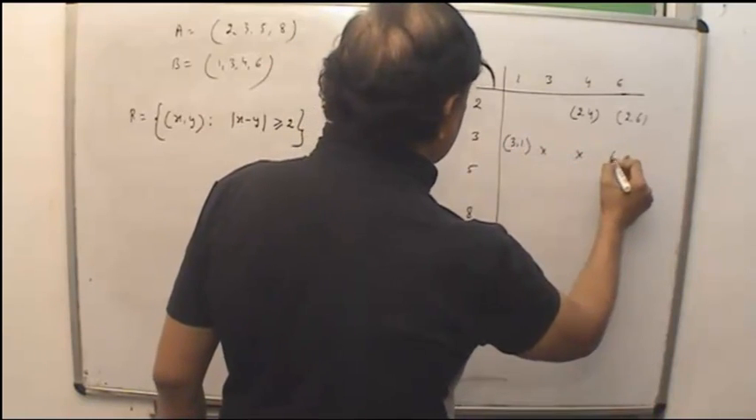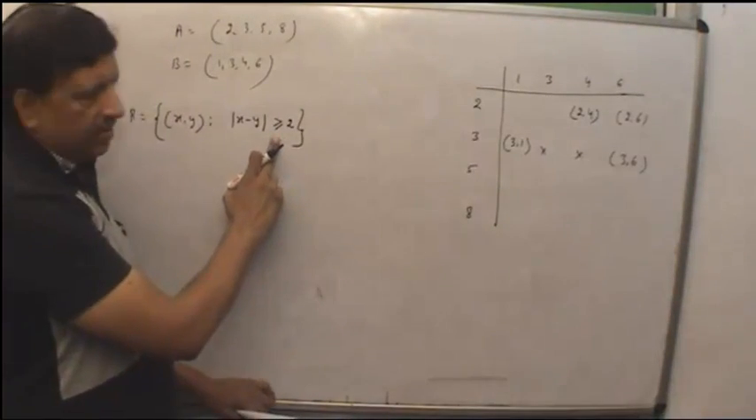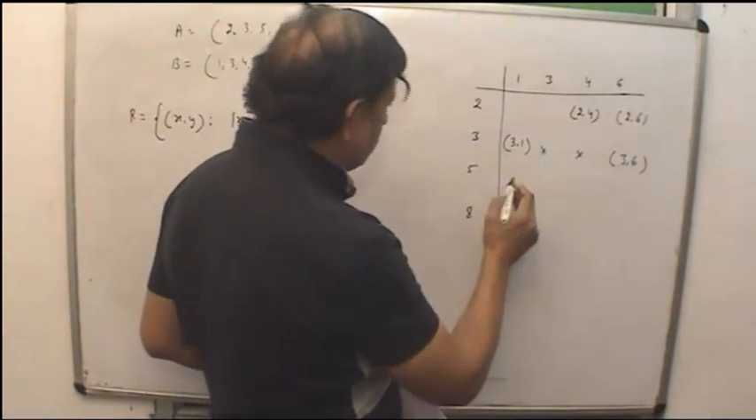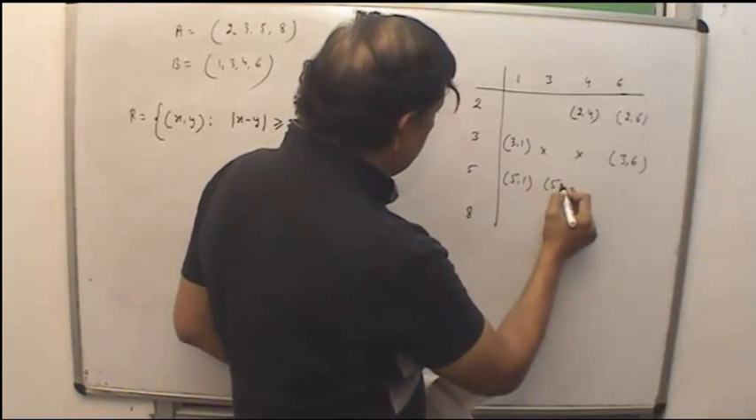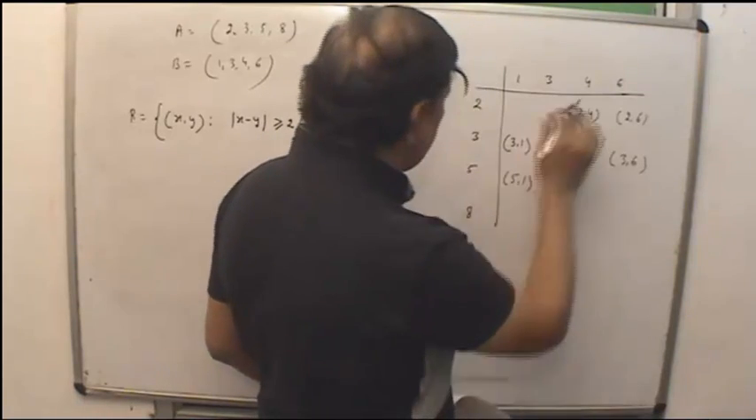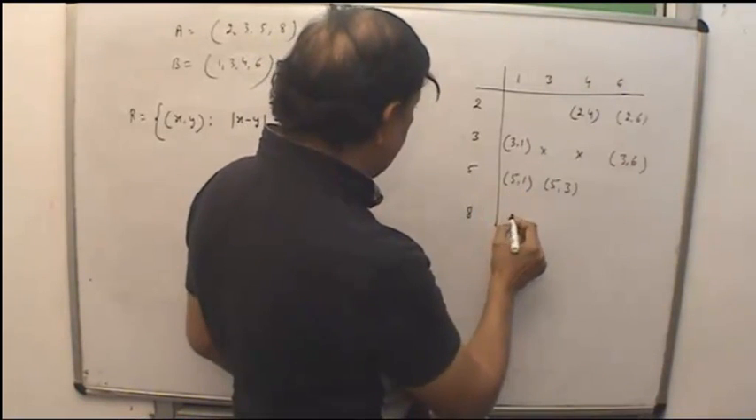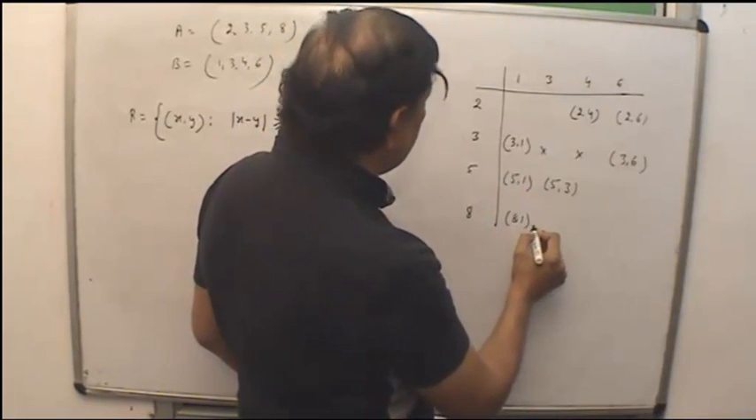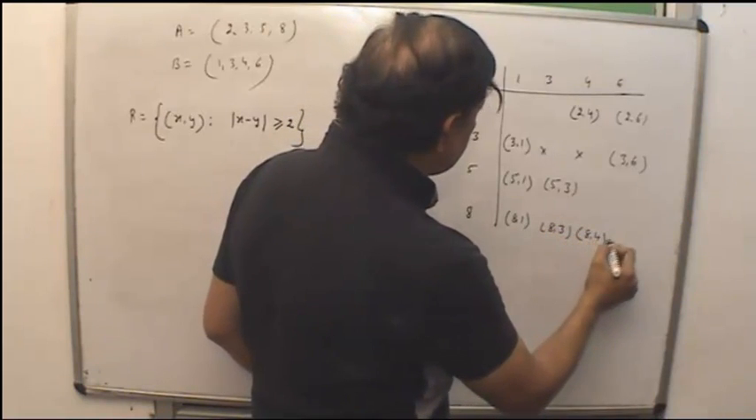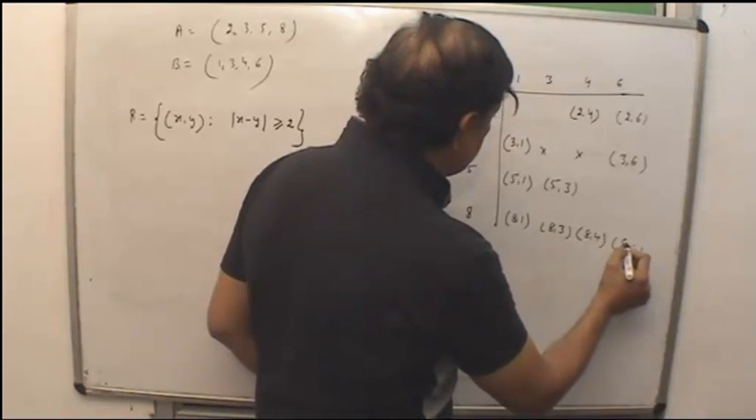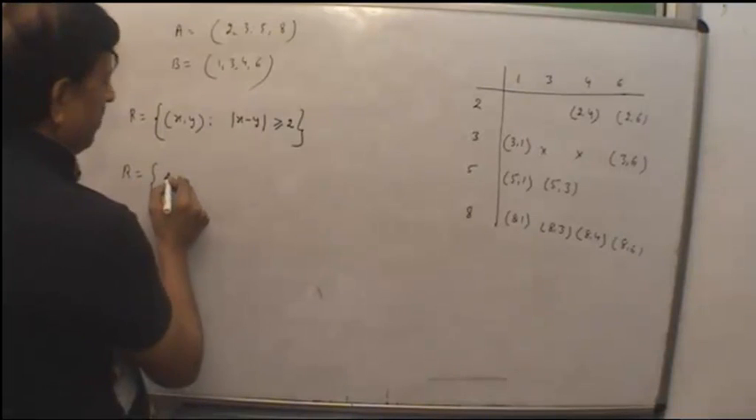3 minus 6, we can consider it. 3 minus 6, 3, and 3 is greater than or equal to 2. 5 minus 1 can be considered, 4. 5 minus 3, it is 2. (5, 4) cannot be considered. (5, 6), no. (8, 1) can be considered. (8, 3) can be considered. (8, 4) can be considered. (8, 6) can be considered. That is the relation. We can derive it.